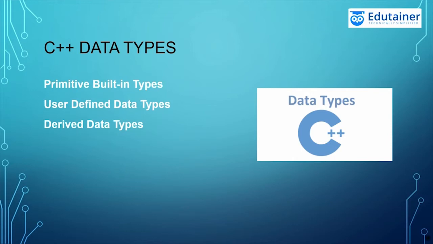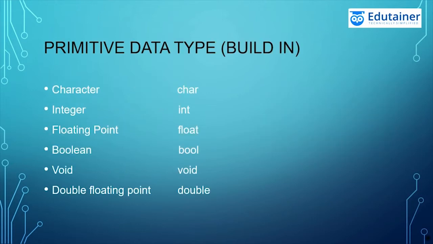So let's move on to primitive data types. What do we mean by primitive data type? These are the types of data that are built in, like character, whose keyword is char, integer, int, floating point, float, boolean, bool, void, whose keyword is void, and double floating point, whose keyword is double. These data types cannot be changed, and they are defined by C++.